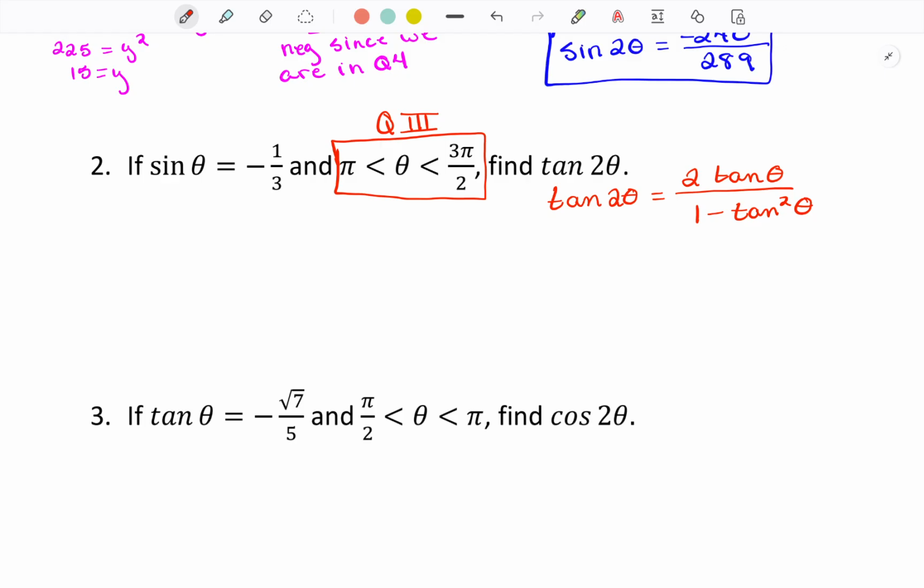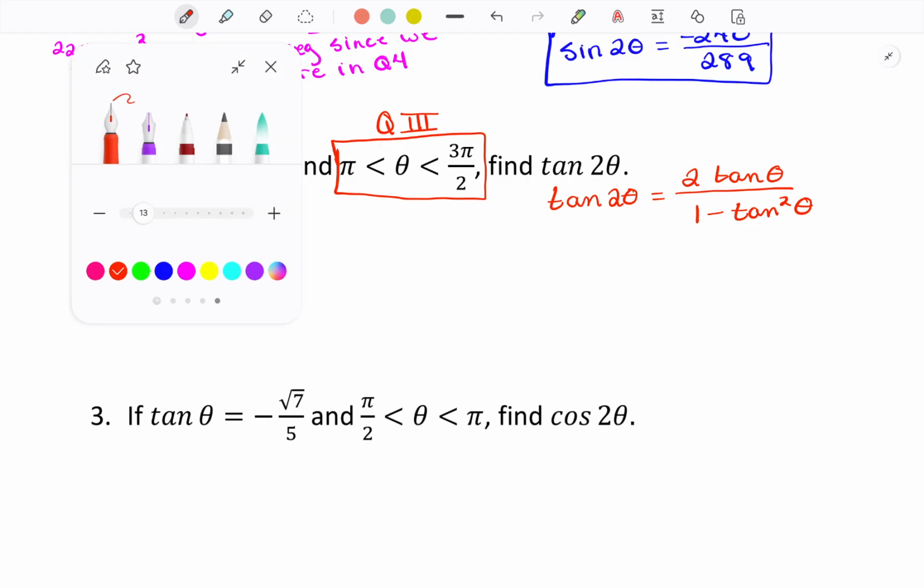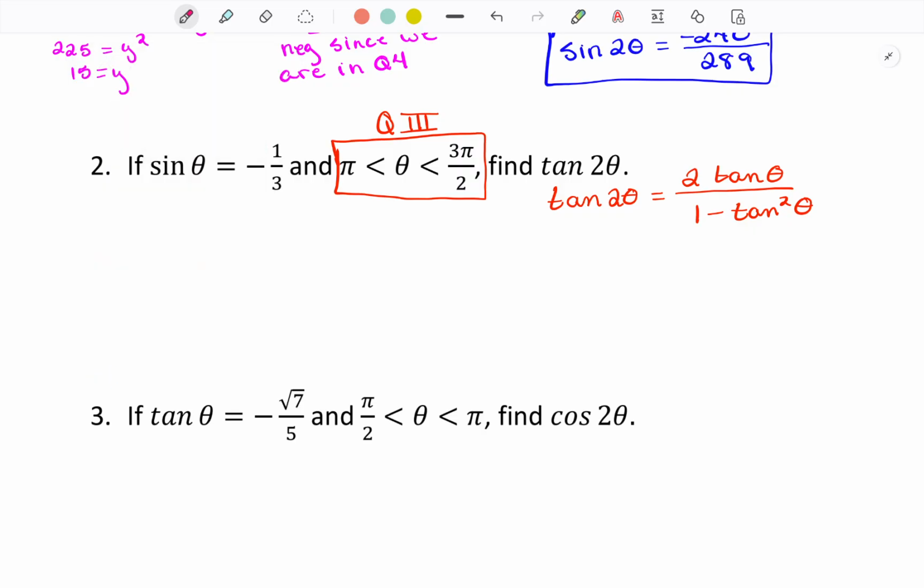So to find this, we only have sine. So what we are going to have to do is find that third side of the triangle to make our tangent ratio. So our sine is y over r. So in Pythagorean theorem, we have 3 squared equals negative 1 squared plus x squared, because that's what we are looking for. So that's going to give us 9 equals 1 plus x squared.